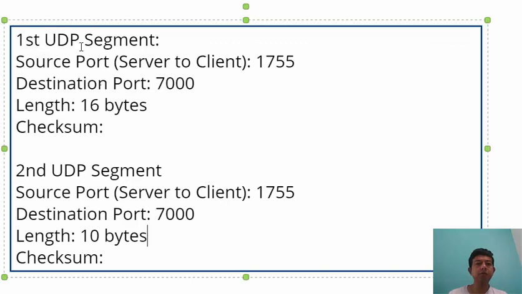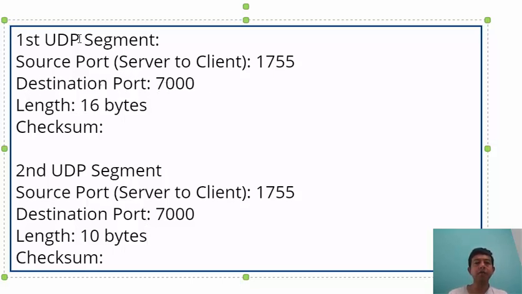So for the first UDP segment, the source port would be 1755. This should be obvious. Remember, if we had to find the UDP segment for a message from the client to the server, then the source port would have been the source port of the client machine. But now, because the message is coming from the server to the client, the source port would be the port of the server. So this is already given as 1755. We have assumed the client port to be 7000, so the destination port would contain the value of 7000.